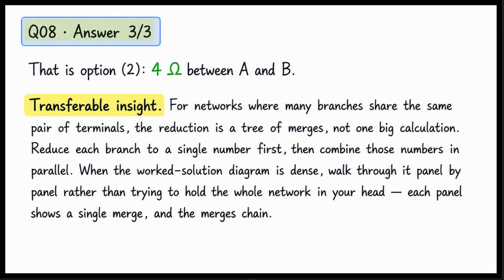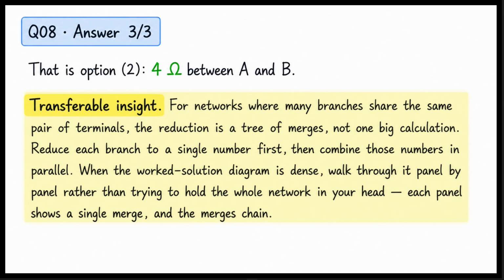That is option 2, 4 ohms between A and B. The transferable insight is this. For networks where many branches share the same pair of terminals, reduction is a tree of merges, not one big calculation. Reduce each branch to a single number first, then combine those numbers in parallel.